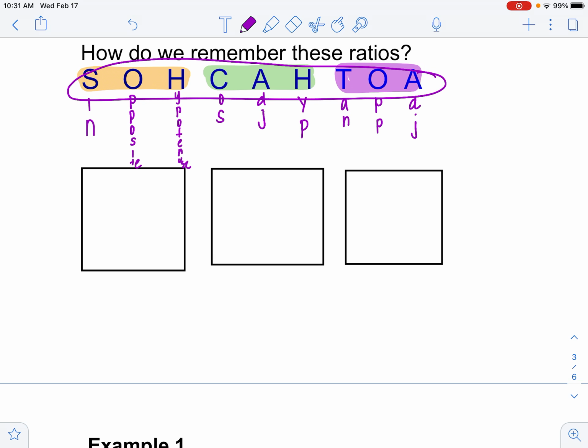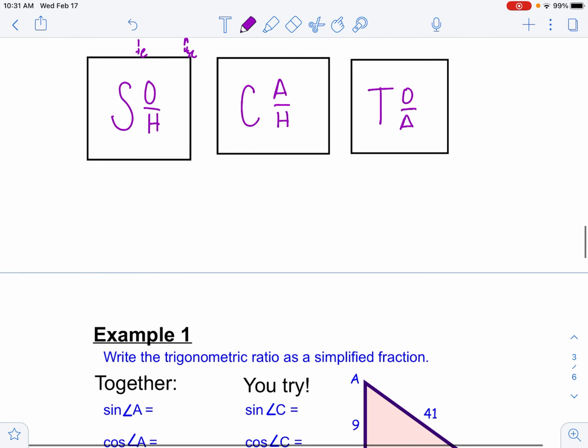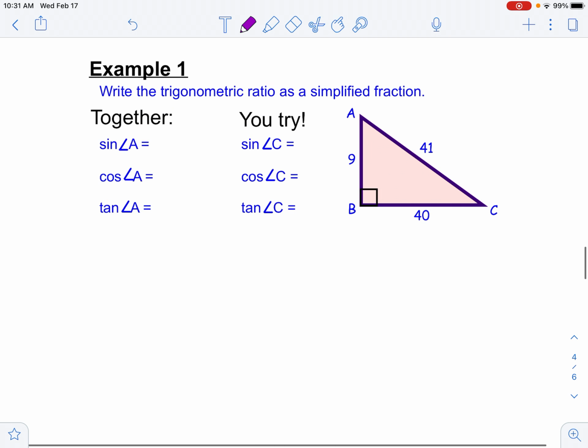Now, I don't write it like this, Sohcahtoa, because I think there's a more efficient, a better way of writing this. I write it like this. So, because it's opposite over hypotenuse. So, Ka, adjacent over hypotenuse. Toa, tangent is opposite over adjacent. That's how I write it. Now, it's smartest to write this down every single time that you use it. So when you're going to use it, write it down and then use it. Okay, so here's one way of using Sohcahtoa.